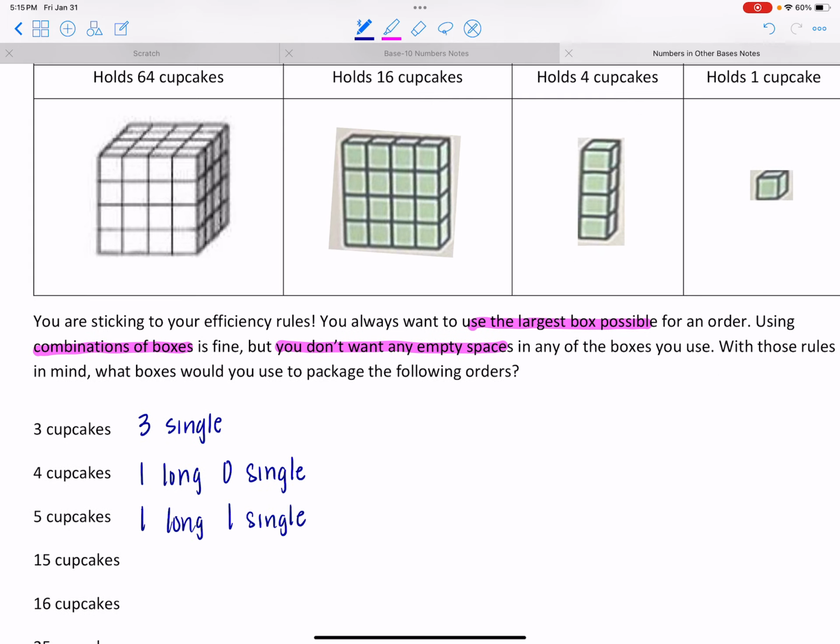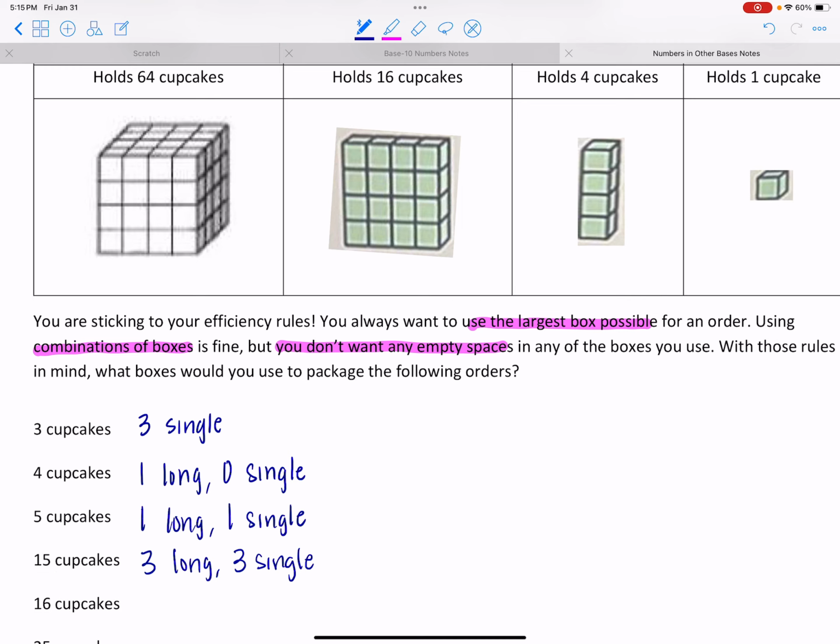Okay, if I had 15 cupcakes, I can't go to the square yet because I would have an empty space. So I could get 3 of these? 3 of those 4-cupcake holders would be 12. And then I would have 3 left over to go into my singles. So I can use 3 long boxes. Again, 3 times 4 would be 12. Taking the 12 away from the 15 would leave me 3 singles left over. Okay, so you're getting the idea.